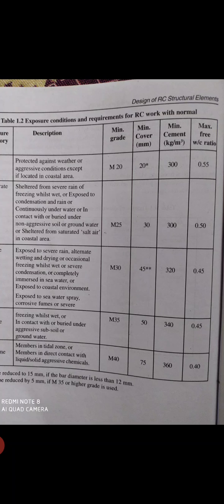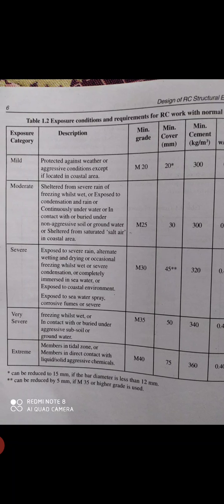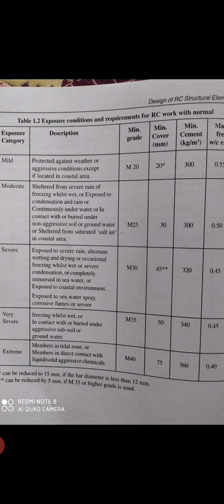And the minimum cement content which is required is 300 kg per meter cube, whereas the water cement ratio we have to keep is 0.55. So this is in the coastal regions. So this region comes under the first category, that is, the mild exposure condition.